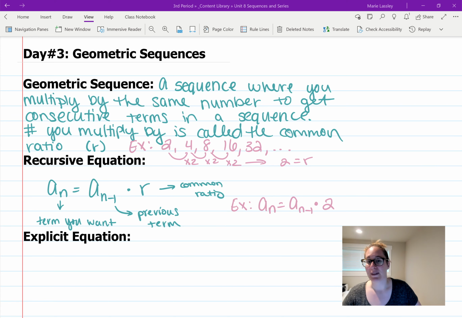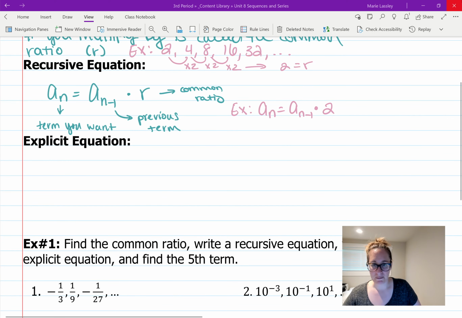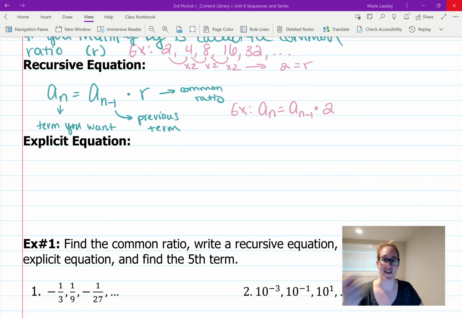All right, explicit equations. Okay, explicit, remember, is when you are using the term number to find the term that you want. Recursive is when you're using a previous term to find the next term. Explicit equations are when you are using the term number itself to find the value of that term in the sequence.